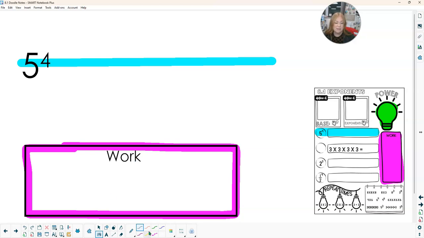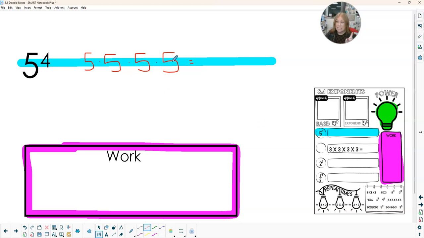So let's try some of these out. If we have 5 to the fourth, we're going to write that out. So we have the base of 5. So 5 is the number we're writing, and we're writing it 4 times. So 5 times 5 times 5 times 5. Now you have this little box over here if we need to do some work. So we write it out.